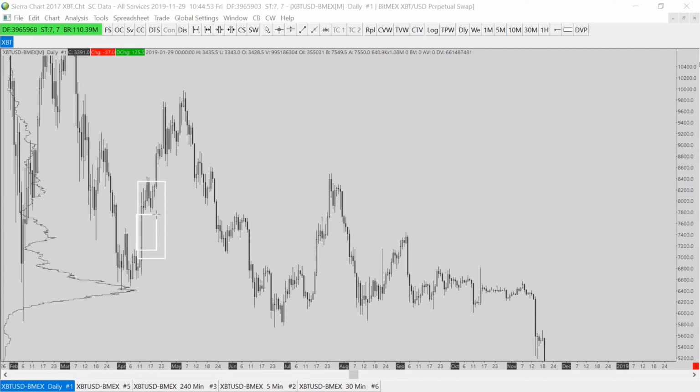targeting either the singles, which usually appear at the start of the breakout, or the next significant high volume area.